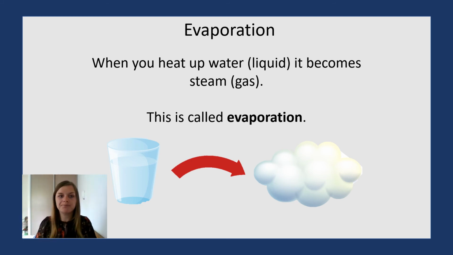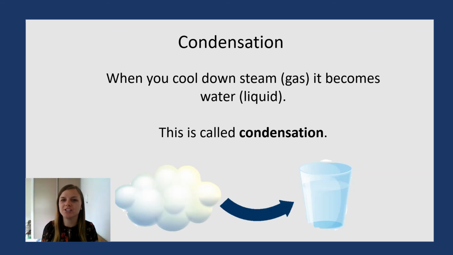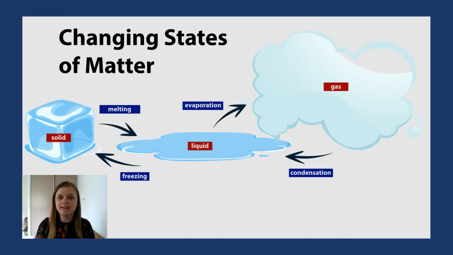Now, the last change in states of matter we need to talk about is called condensation. This is what happens when you have a gas that cools down to become a liquid. That is what we were talking about earlier when we were talking about steam, when we said that steam is very small pieces of water in the air that we can see. So what was happening is you had a gas that has cooled down to become a liquid. Condensation.